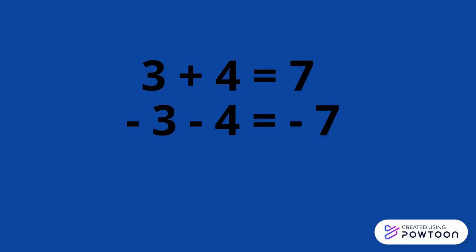That's what's happening in the second problem. We owe 3, then we owe 4 more, so we owe a total of 7. Again, we call that number negative 7.